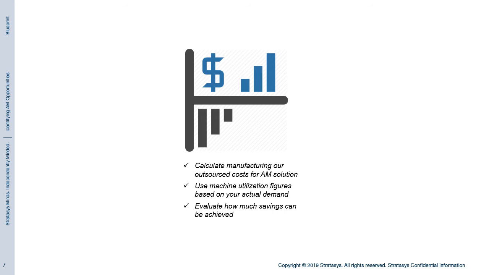This allows us to filter the parts that would be cost effective to manufacture using 3D printing, and we run this simulation multiple times on the parts that are cost effective to get the most accurate machine utilization figure and thereby the most accurate manufacturing cost.